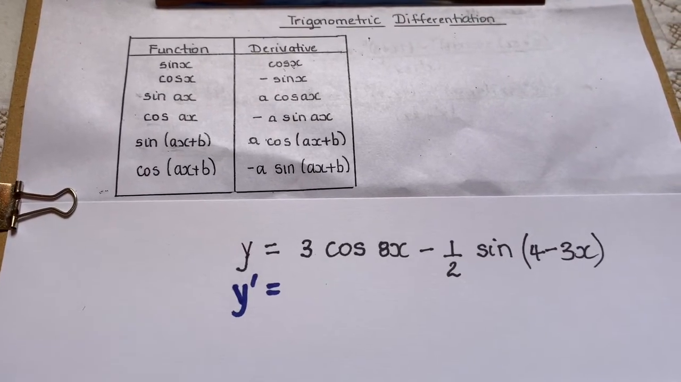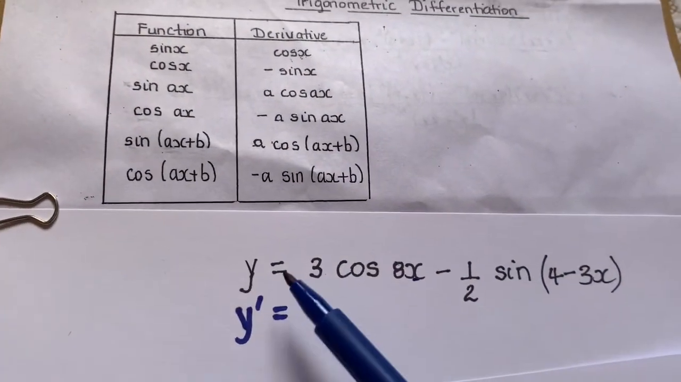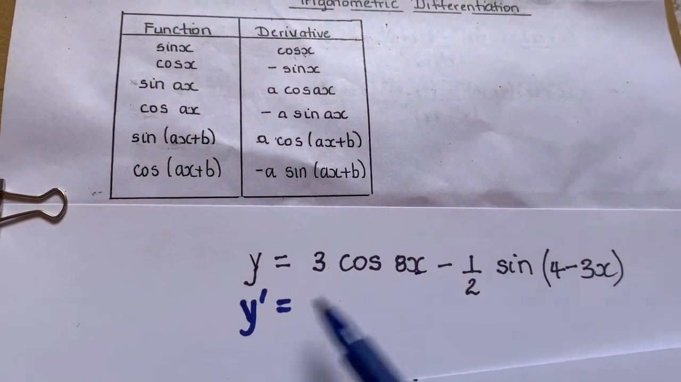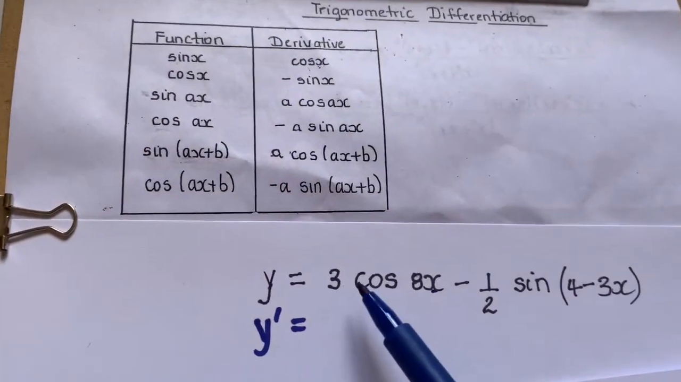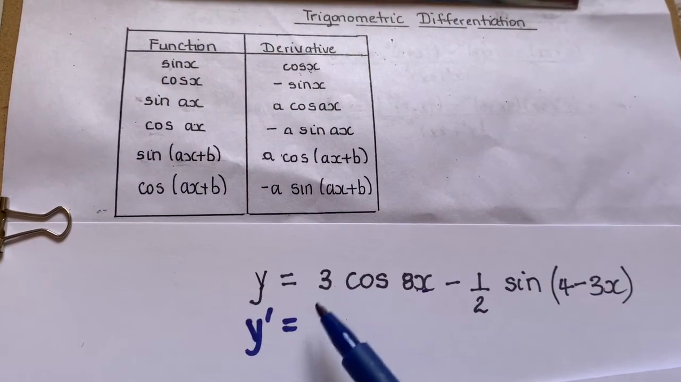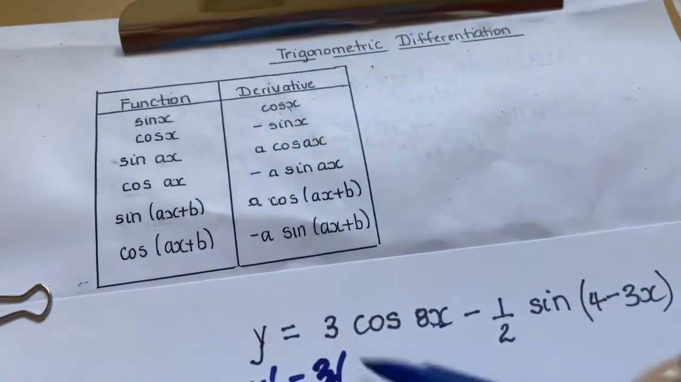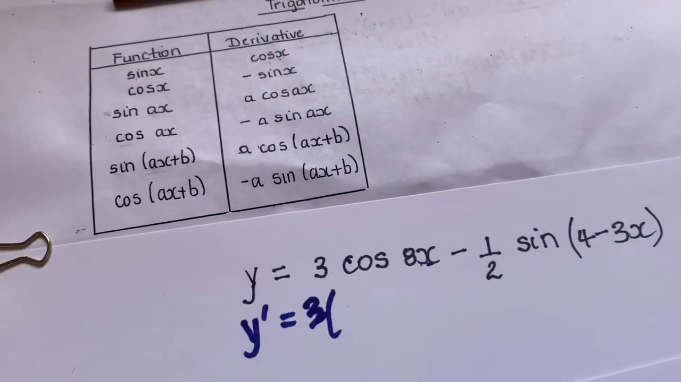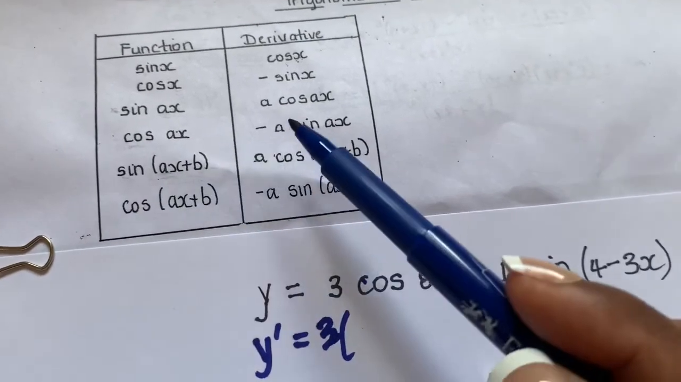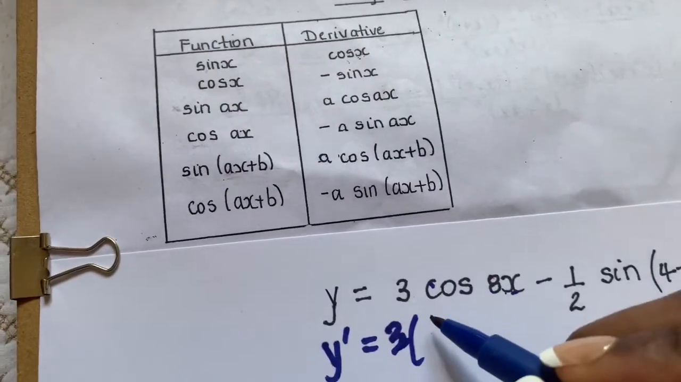Now, let us calculate a few questions. In our first question, we have y equals 3 cos 8x minus, that's right there. We're going to do them separately. This part and then that part. So, whatever we get when we differentiate cos 8x will be multiplied by 3. So, let's put our 3 on the outside. And for cos 8x, it's going to follow this. So cos 8x will give us negative 8 sine 8x. Let's put it here in our bracket.